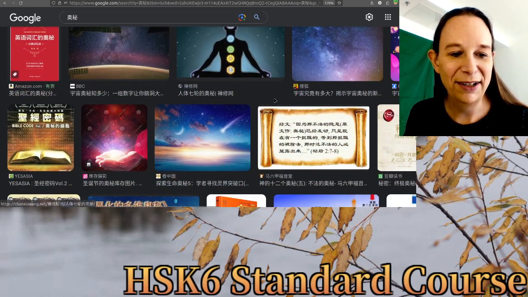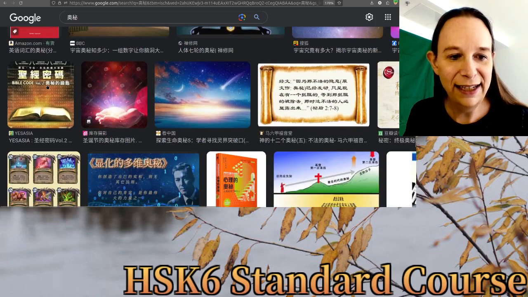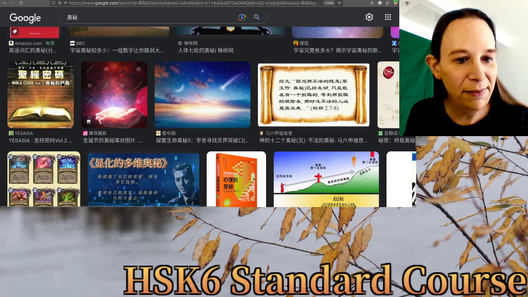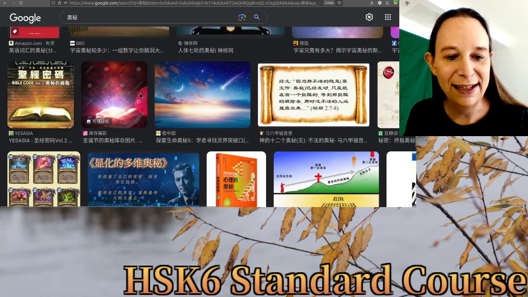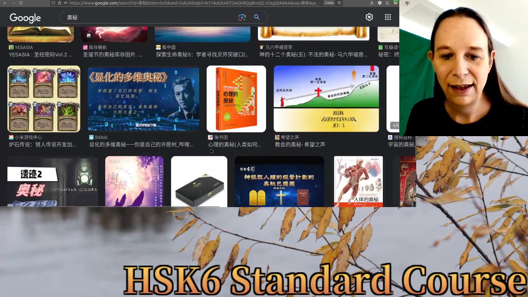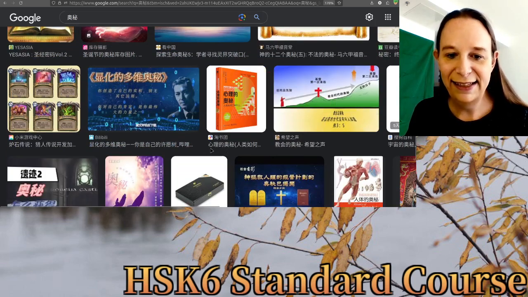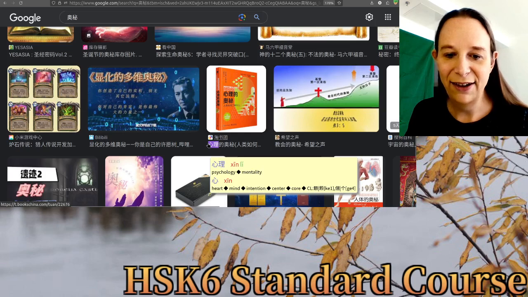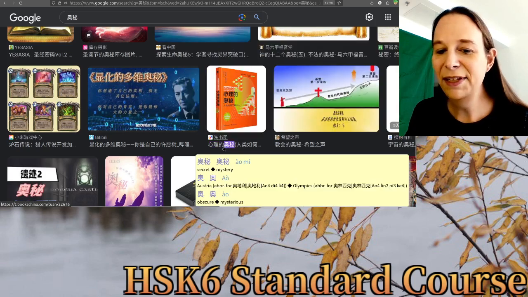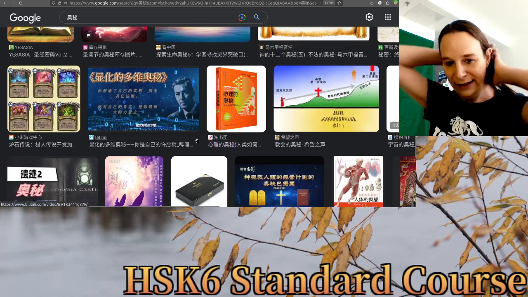Yeah, this is like spirituality, right? 正经密码. No, that's different. 密码 is password. 心理的奥秘. 心理 is psychology. So the profound mysteries of psychology.